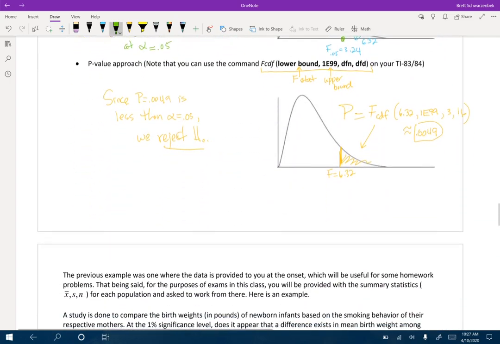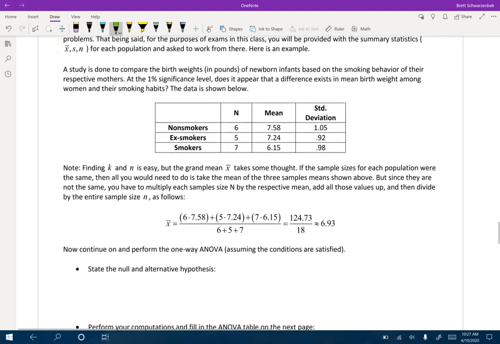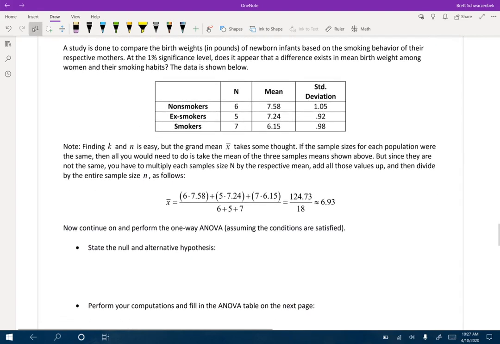But there is another way that I've seen in which the actual ANOVA problem could be presented to you. So I'm just going to read it and then talk about how it's presented. It says a study is done to compare the birth weights in pounds of newborn infants based on the smoking behavior of their mothers. At the 1% significance level, does it appear that a difference exists in the mean birth weight amongst women and their smoking habits? The data is shown below.